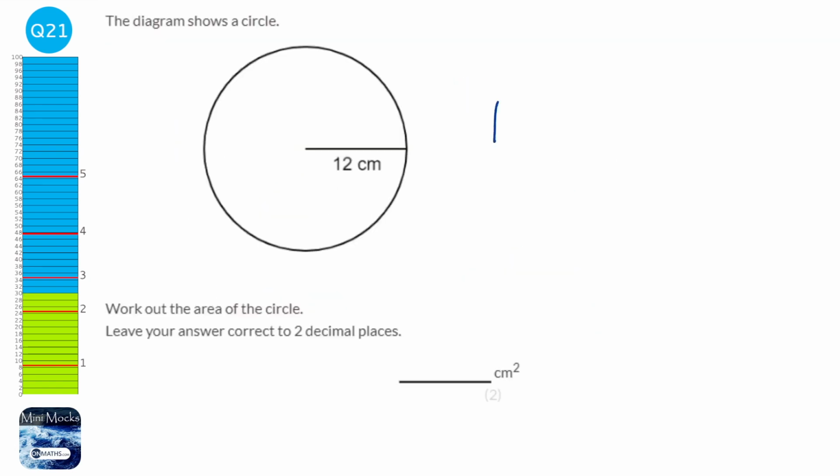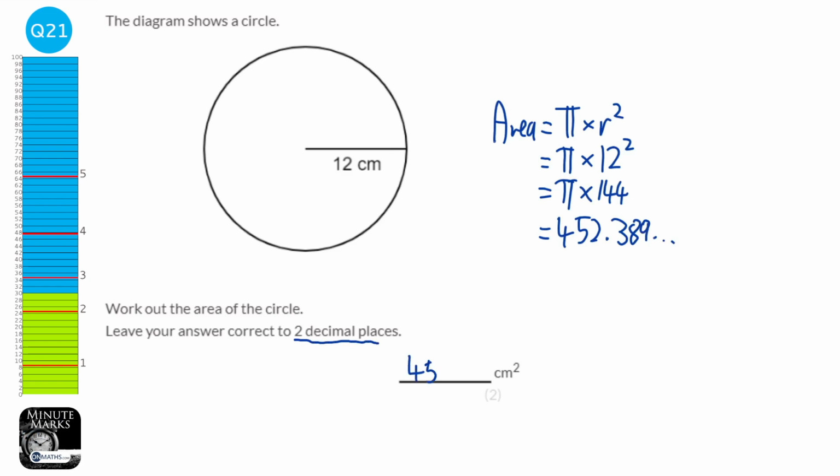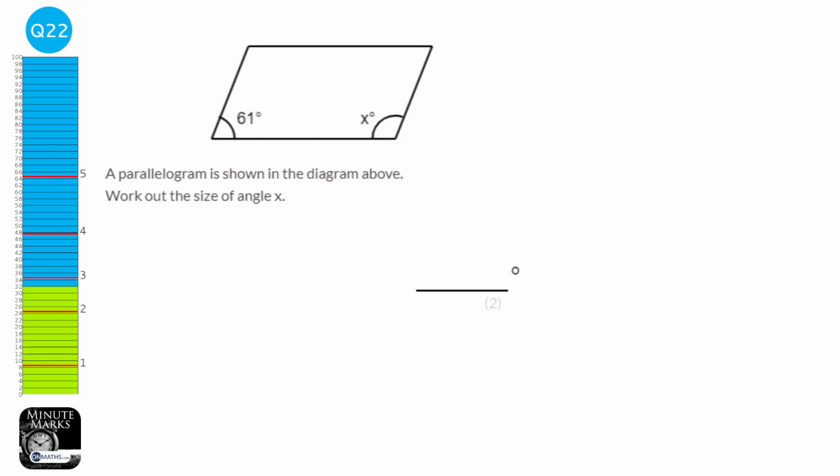To find the area of a circle, we use the formula area equals pi r squared, or pi times r squared. We're given the fact that the radius is 12, so it would be pi times 144. Type that into the calculator and you get 452.389 and so on. And the question asks us to round it to 2 decimal places, so that would be 452.39.